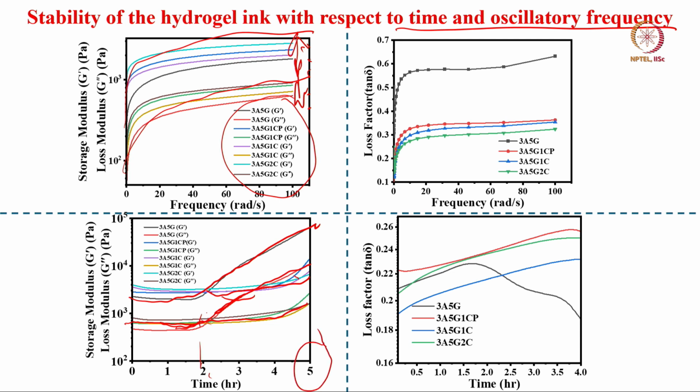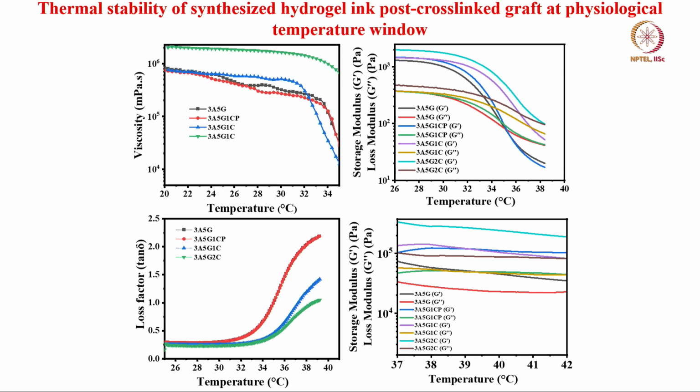Now, corresponding to G prime and G double prime, the tan delta values also show some kind of increase or decrease, because tan delta, as you know, is G double prime by G prime. This loss factor is shown for the frequency sweep and for the time sweep. One can see how the stability of the hydrogel ink is maintained, particularly with the addition of the nanocellulose particles.